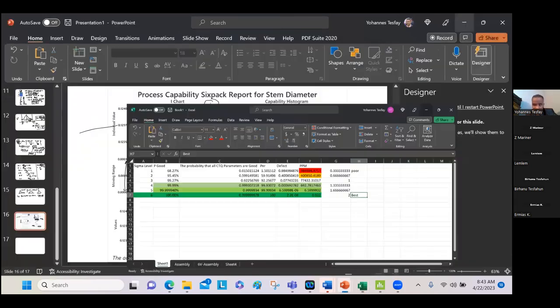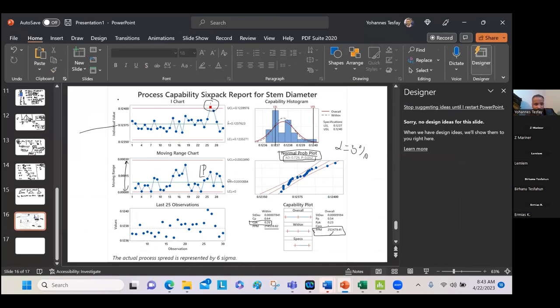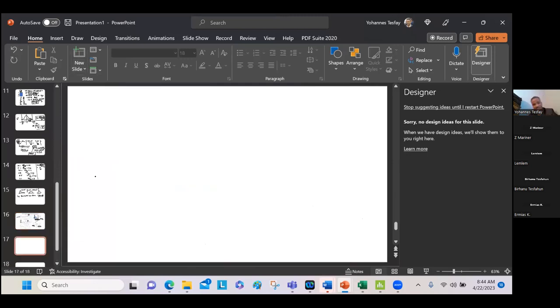Always, before you look at this report, the first thing you check is this. This is your primary thing: is it normal or not normal? If it is not normal, you don't interpret this. You're going to just stop interpretation. If it is normal, then your interpretation follows.